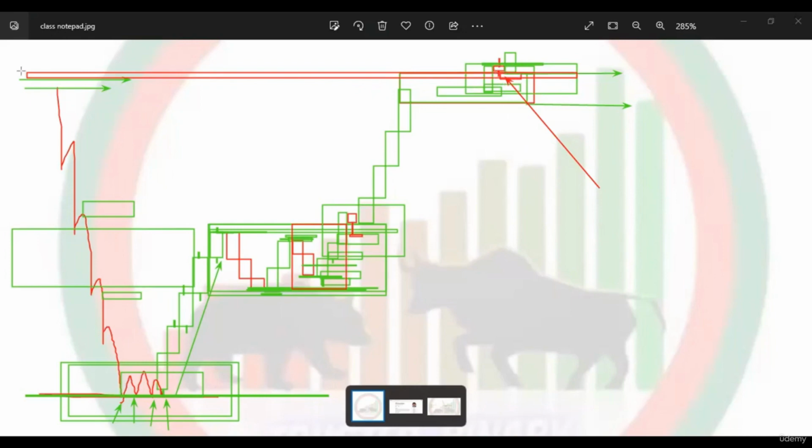Sellers are not interested in going down from that area. That's why it just creates a retracement candlestick. After that, buyers entered the market again. It's a confirmation candle, and based on this situation, we can decide that the market will go up again.